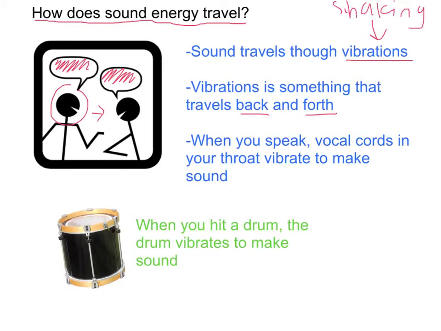Okay? And you can feel that sound comes from vibrations by speaking and holding your hand just at your throat. When you speak, your vocal cords in your throat vibrate to make sound. So if you place a couple of fingers on your throat while you're speaking, you can actually feel that your vocal cords are vibrating. They're shaking really fast back and forth to produce sound.